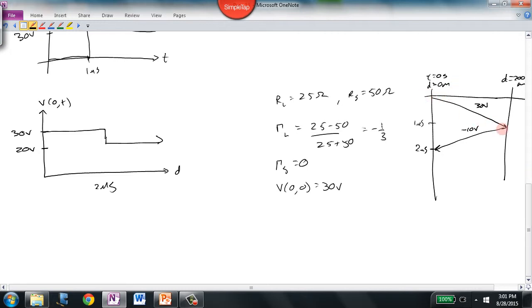Now let's look at what happens at the load end. So a plot of V of 200, t as a function of time. There is no voltage at the load end until we get to 1 microsecond. At 1 microsecond, the 30 volt wave reaches the load. However, instantaneously a reflection is generated that is minus 10 volts. So at 1 microsecond, we get 30 volts plus negative 10 volts, which is 20 volts.